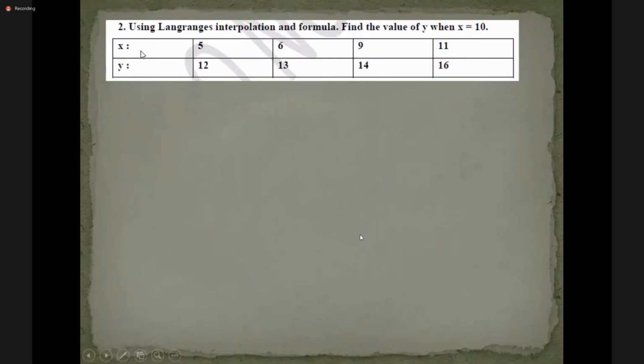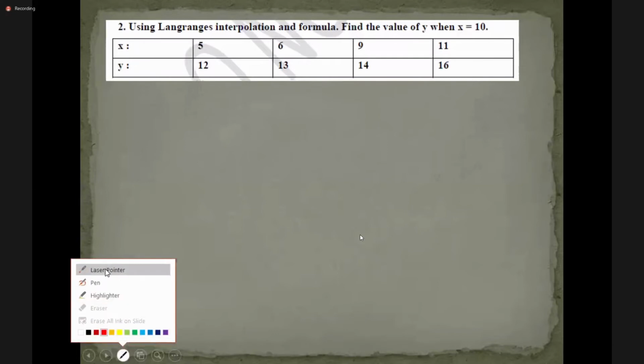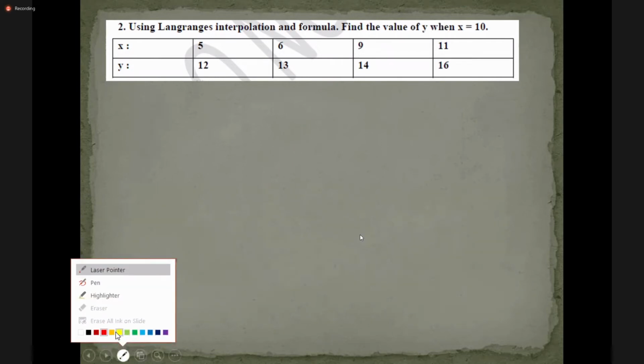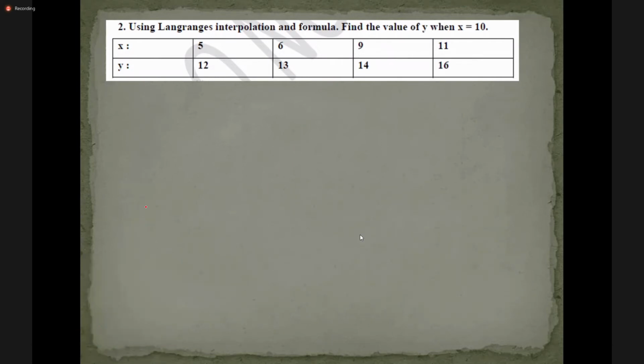So the second question is similar to the previous one. Use Lagrange's interpolation formula to find out f of 10. Here the only difference is a, b, c, d are given. 4 values are given. Whenever you have to solve these questions, you can start with giving the notations. This one is a, this one is b, this one is c, and this one is d.